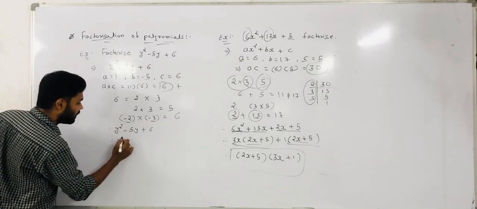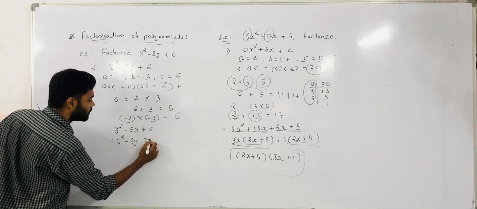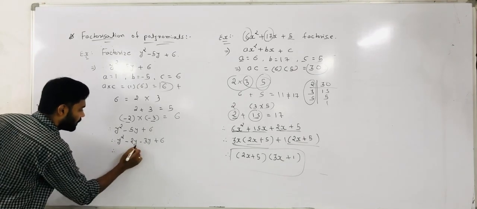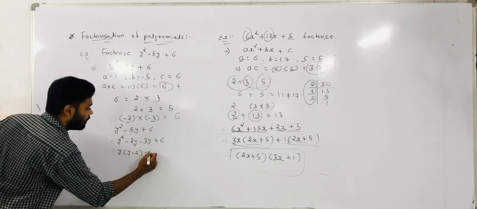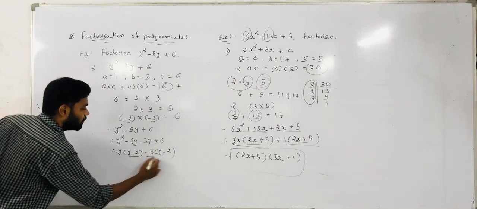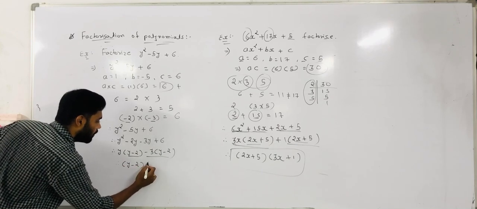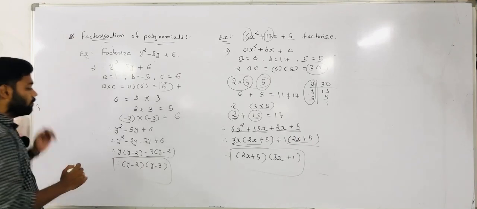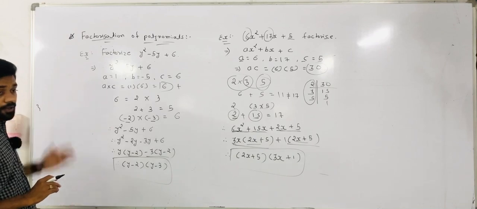So what will you get? y square minus 2y minus 3y plus 6. From the first two terms take y common, from the next two terms take 3 common. From these two terms again take y minus 2 common. So you will get y minus 2 into y minus 3. This way you can split the middle term.